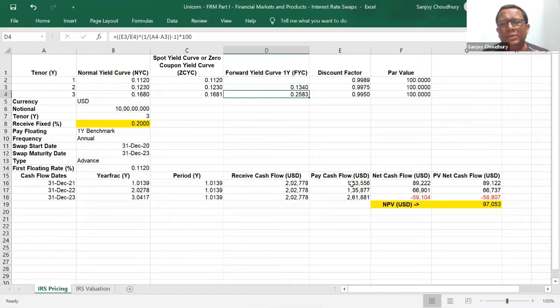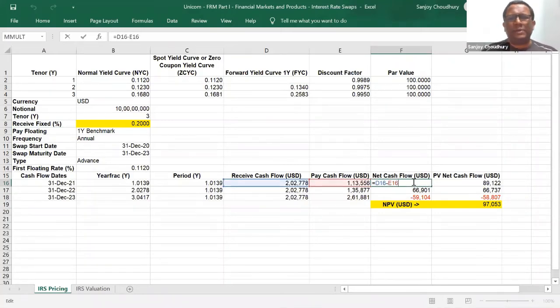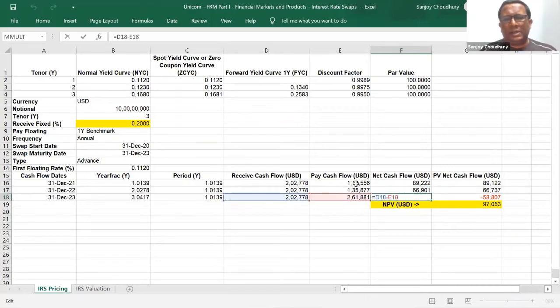So these are being used to compute the pay cash flows, because the pay leg is a floating rate benchmark. And then you calculate the net cash flow, which is nothing but the difference between how much you're receiving and how much you're paying. So in this case, D less E. As you can see, the first year you're getting positive, the second year also positive, and the third year you're getting negative because the pay is more than the receive.